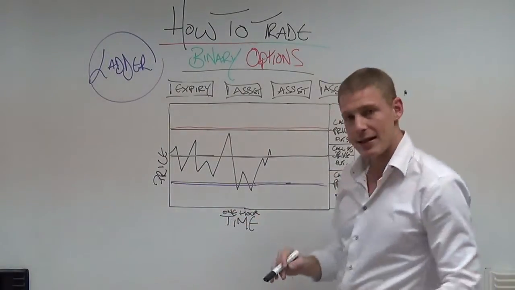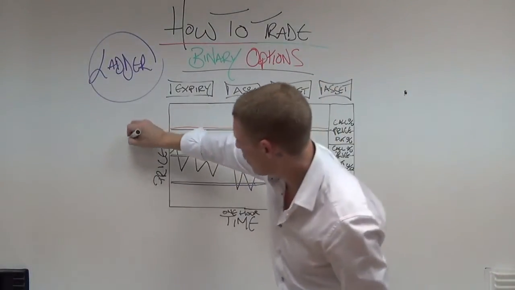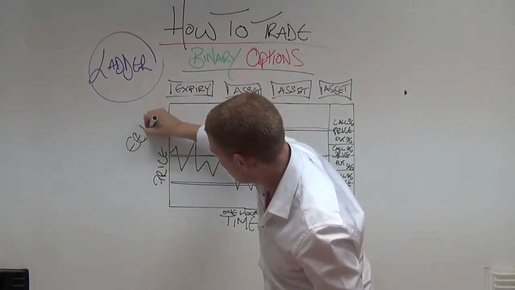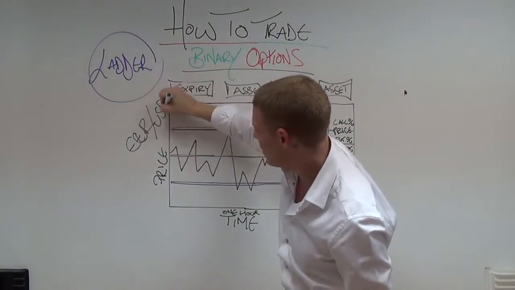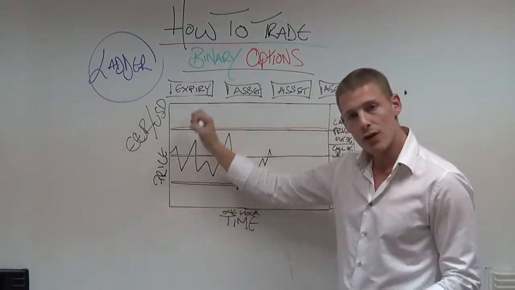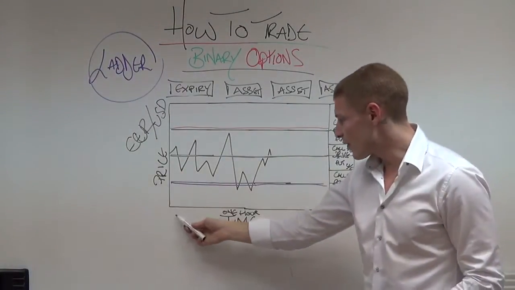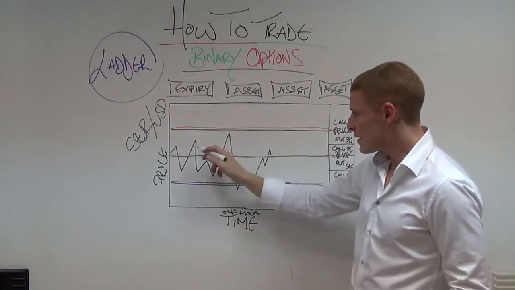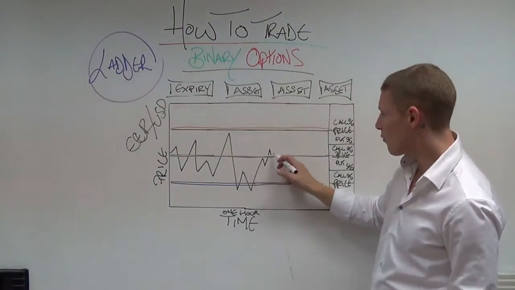Now what we've got here, let's say that this is euro dollar. So let's just put it on here. We've chosen, excuse the writing, euro versus dollar. Here we've got the price going up and down. Here we've got the value of time. And here we can see that the price has been active, moving around.